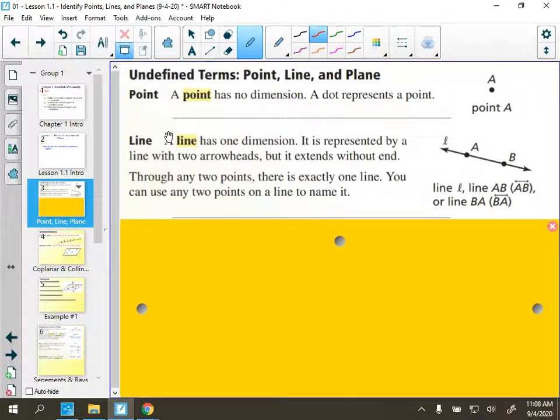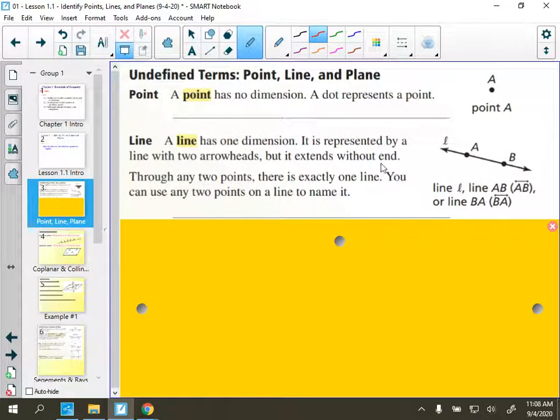All right. Our next one, our line. You should be adding these to your notebook. This is how we did it in class. A line has a single dimension, length. It's represented by a line with 2 arrowheads, so arrows on both ends. And that's to represent that this extends, even though our drawing stops here and here. These arrows are implying that this continues far off the screen this way, and as far as we can go infinitely this way. It extends without end. Okay.